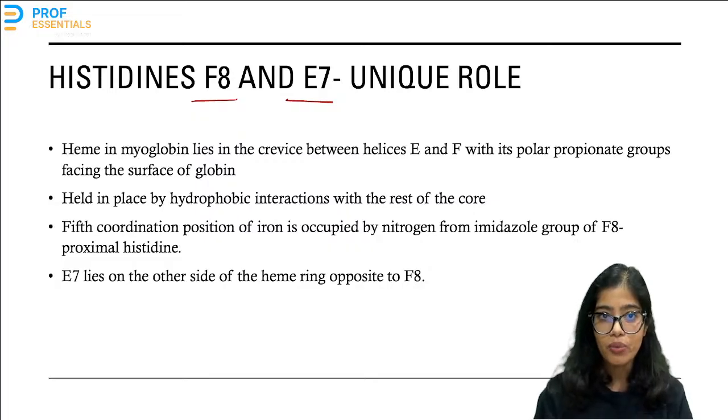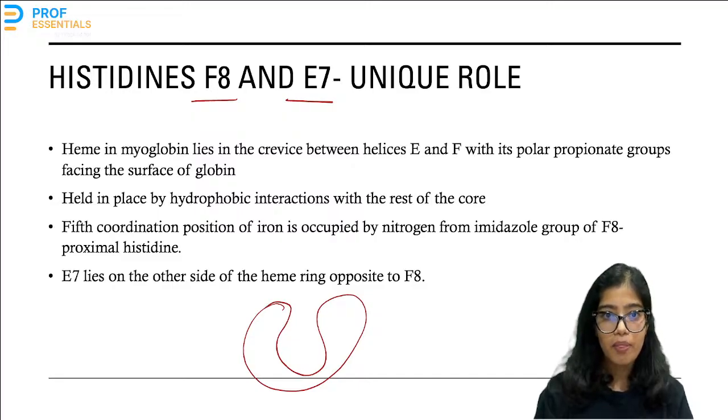Now, the heme molecule lies in a crevice inside the globin. This is the globular protein, globin. This is a crevice inside which heme will lie. Heme will lie here. Now this is the E and the F helix of globin. This is helix E and this is helix F. The heme molecule will lie in the crevice between E and F.